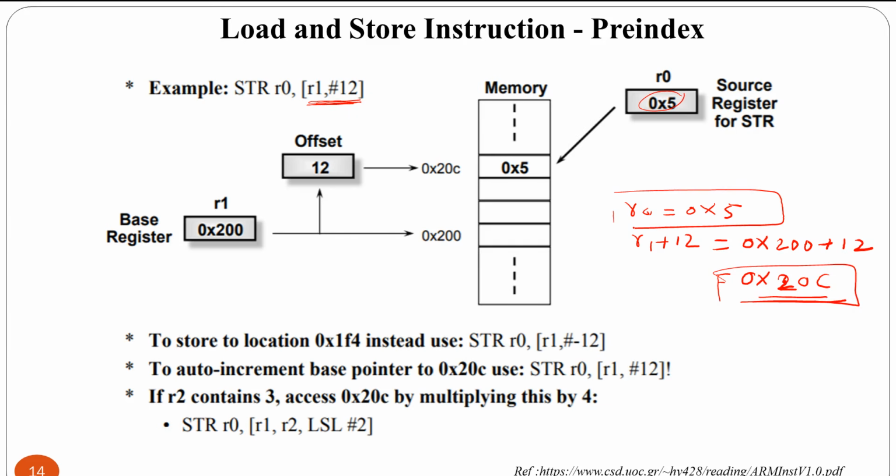So this instruction will be executed like this: we have this base register, which is nothing but R1, and this offset value will be added to this base register. With the help of this offset, you will get this location, and at this location the content of R0 is stored, which is nothing but 0x5. Suppose you want to store this particular data at another location, then you can change this offset value.